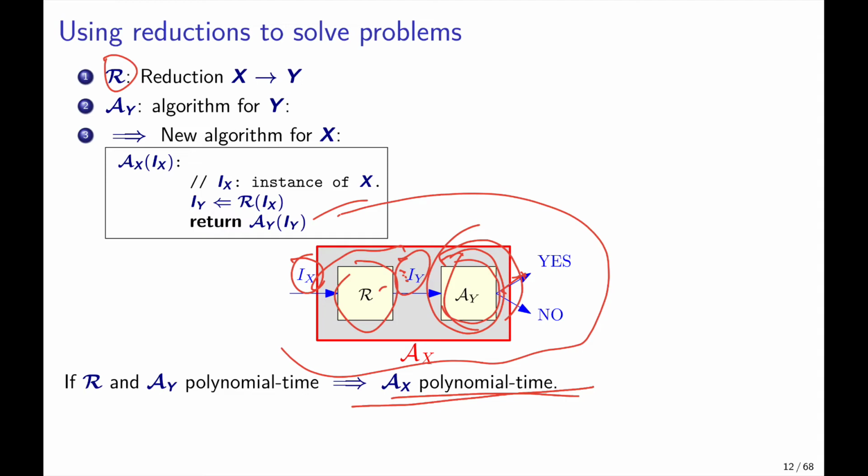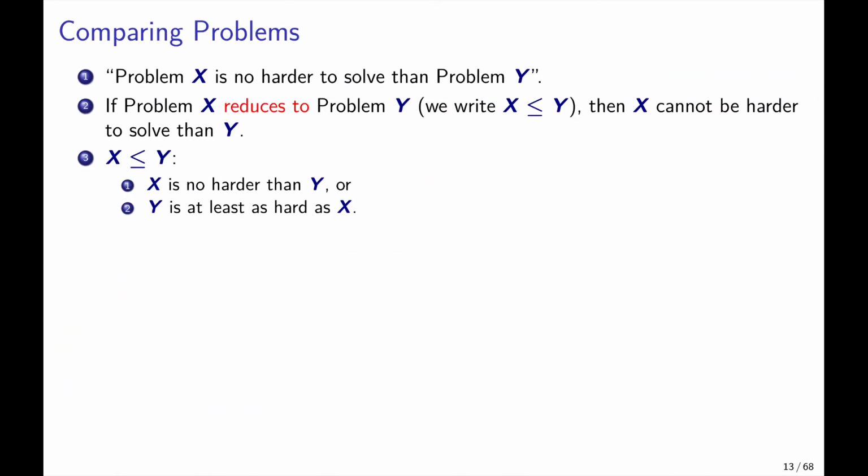And that's why we care about it, because being closed under polynomial time is what we want, because polynomial time for an algorithm is a good thing, right? It means the problem is solvable efficiently.